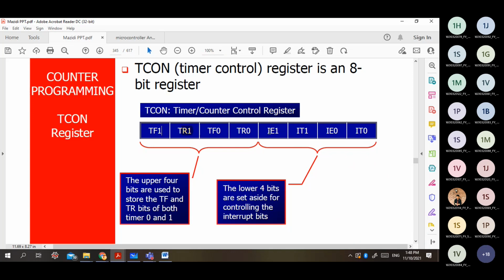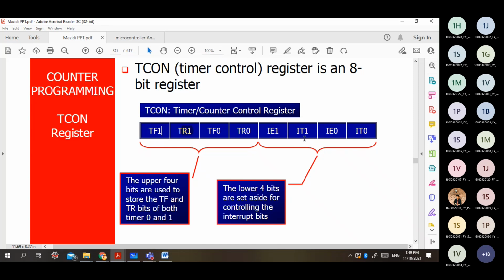Interrupt enable, meaning whether an interrupt exists or not. So that will be indicated by this particular bit. If an interrupt is there, it will be 1. If there is no interrupt on the pin, it will be 0. Fine. And IT is for what? It shows the type of interrupt, whether it's a negative edge trigger or a low level trigger.